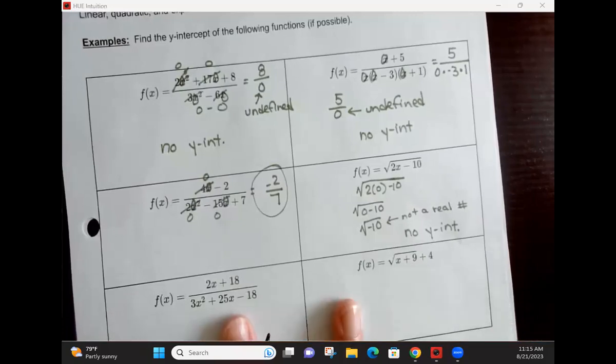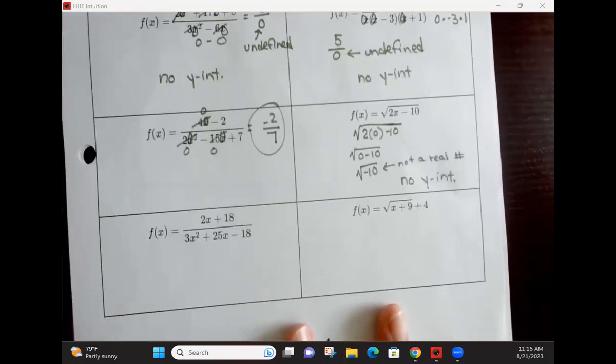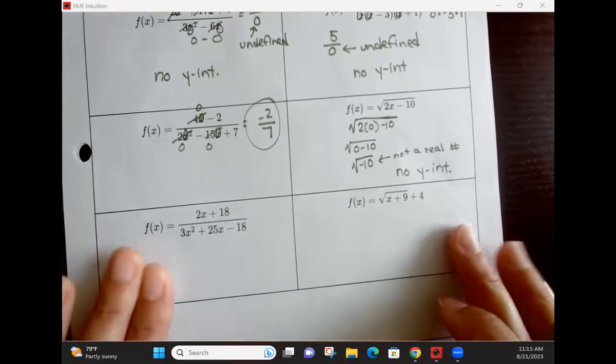I want you to try the last two here. So you guys try these two.